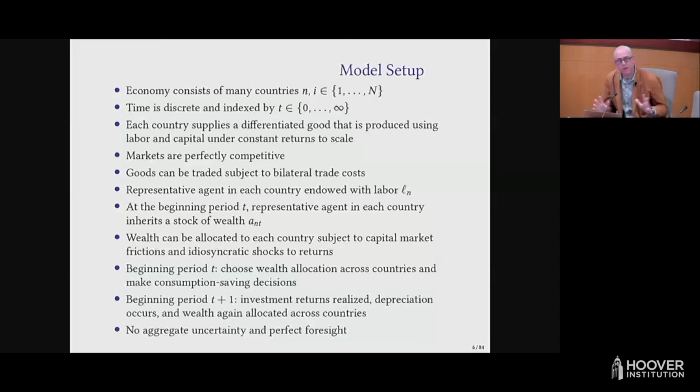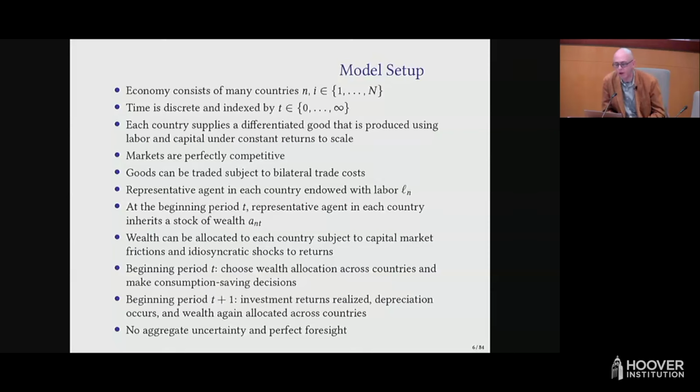So first, I'll give you a sense of the model setup in intuitive terms, and then I'll go into a little bit more detail to highlight some of the features that are important for the analysis. As I said, we want to be in a multi-country world we can take to the data. So we're going to think about a world economy consisting of many countries, indexed by n and i. Time is going to be discrete, indexed by tau. We're going to try to keep the trade part of the model as standard as possible. So we're going to think about each country supplying a differentiated good. That's the so-called Armington model of trade.